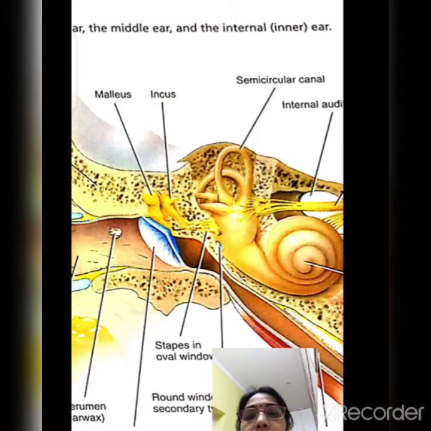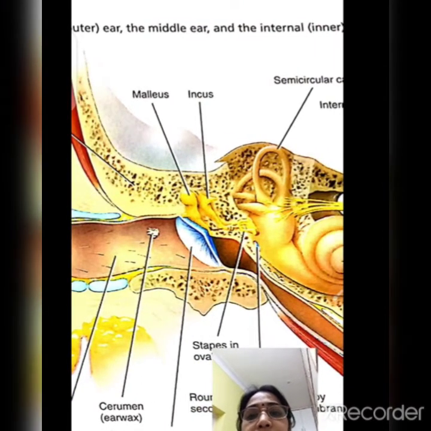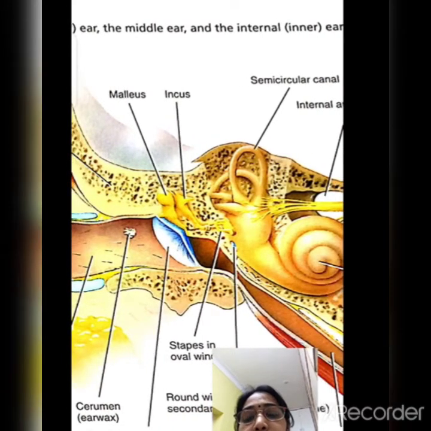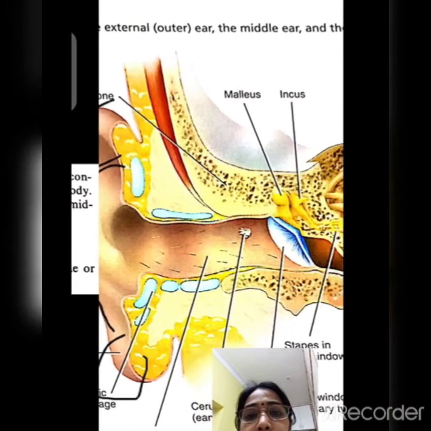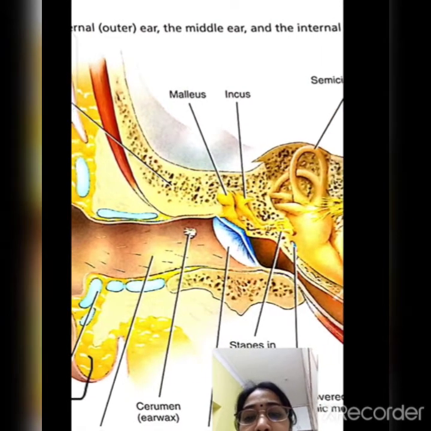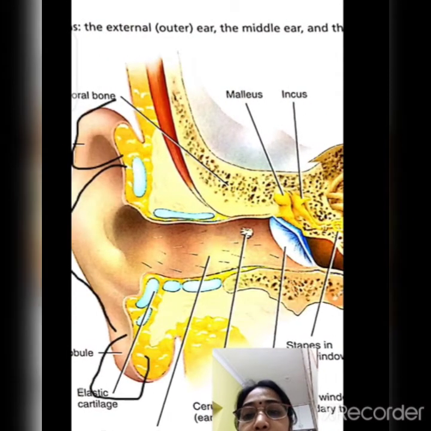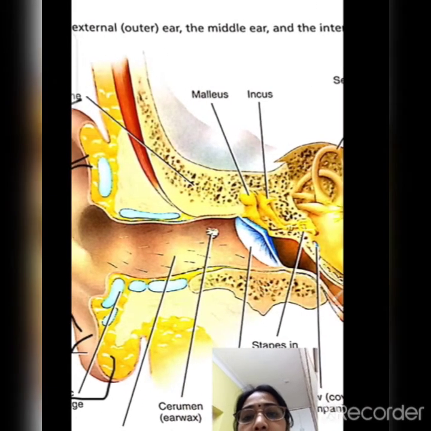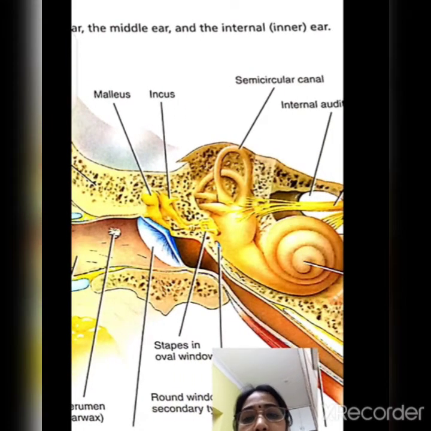Now, these are present in the middle ear. This blue color, you can say, is the tympanic membrane, the membrane between the middle ear and the external ear. This is the tympanic membrane, and the cerumen, the wax, is also here, from where we remove the wax. External cartilage is there. This is the middle ear.